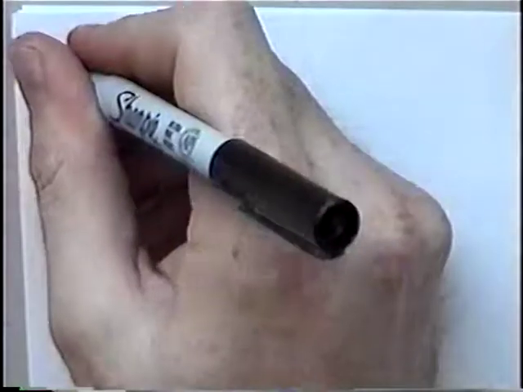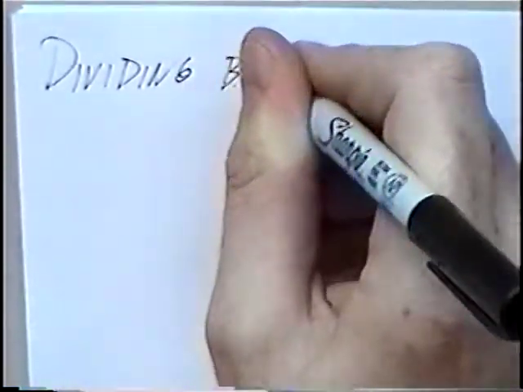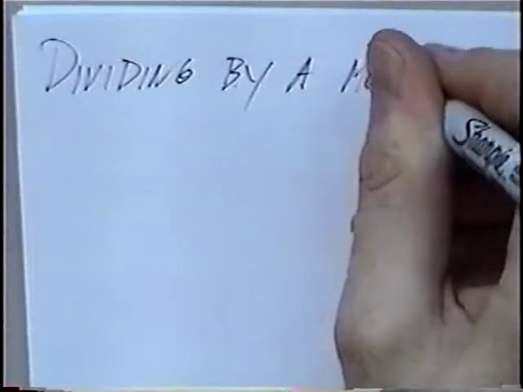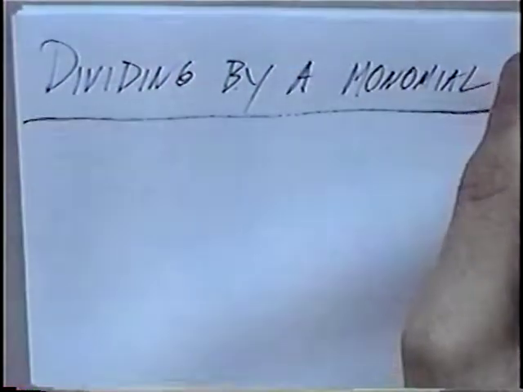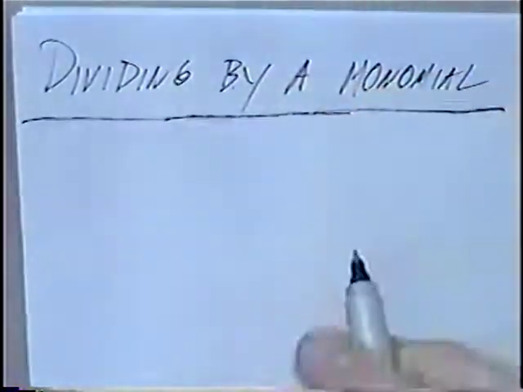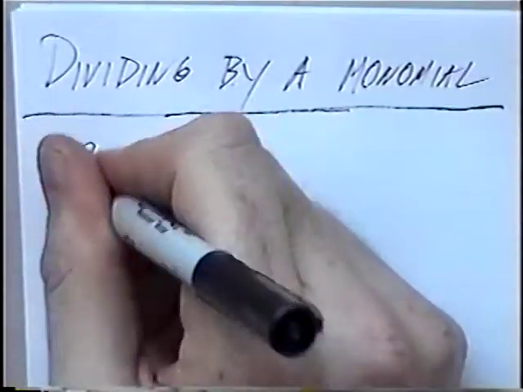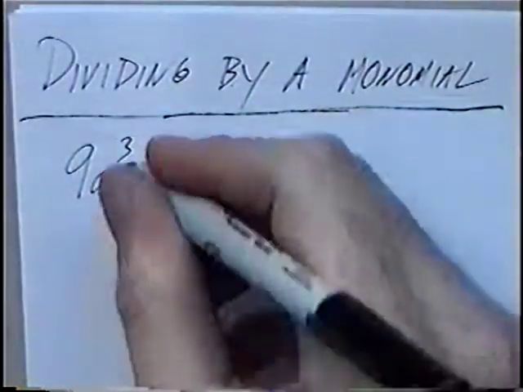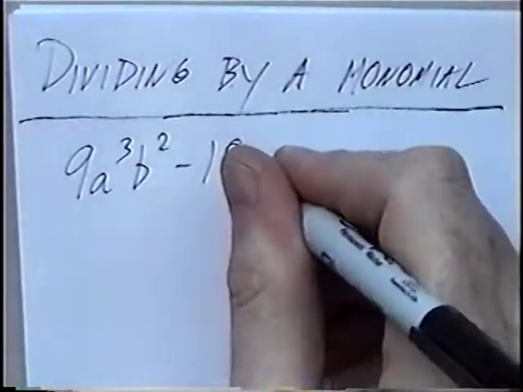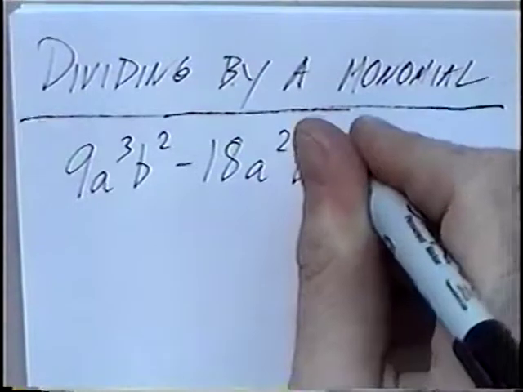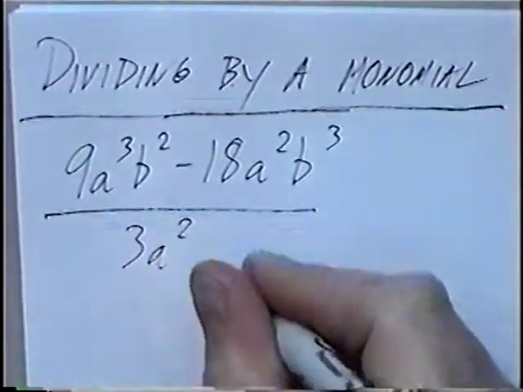Title of the first section today is dividing by a monomial. In this section, we'll divide by a monomial. A monomial only has one term. First question, 9a cubed b squared minus 18a squared b cubed divided by 3a squared b.